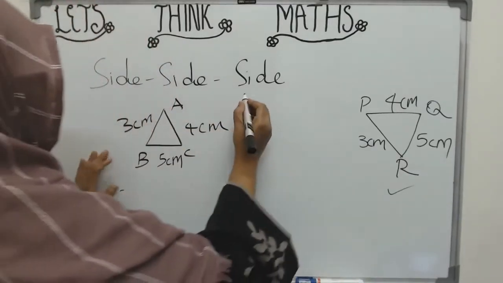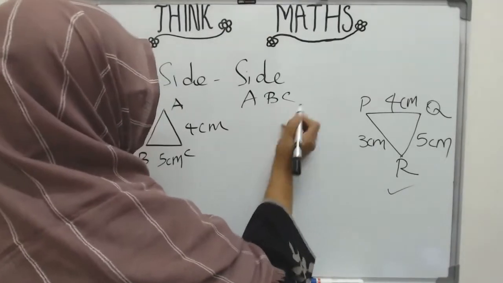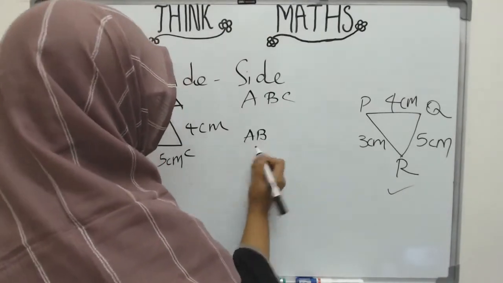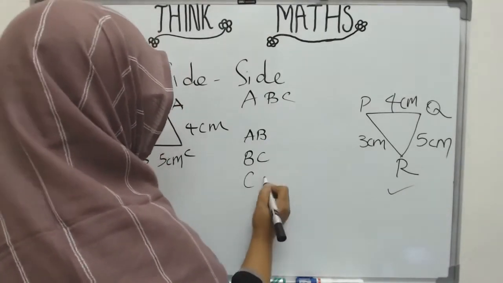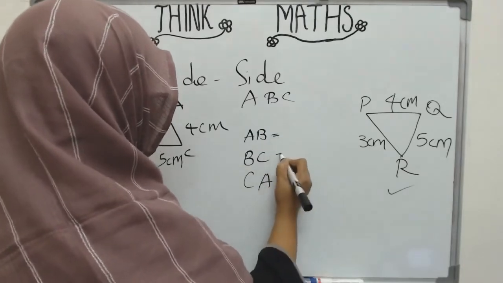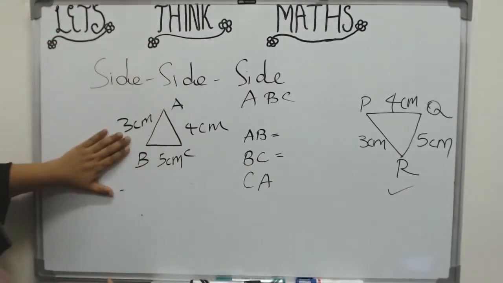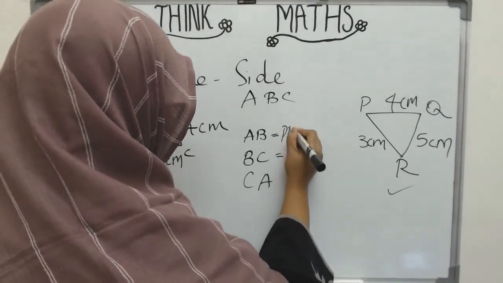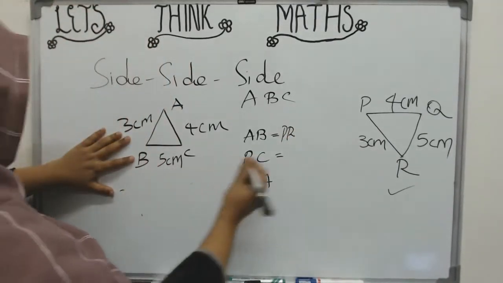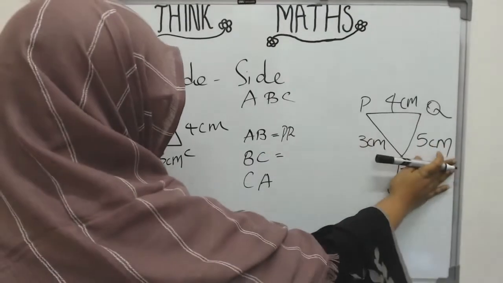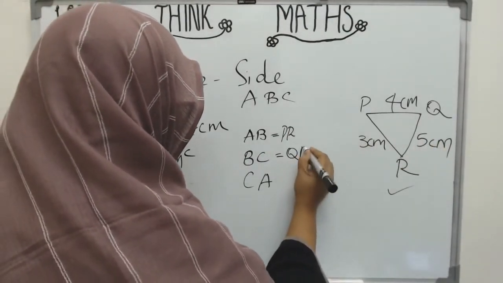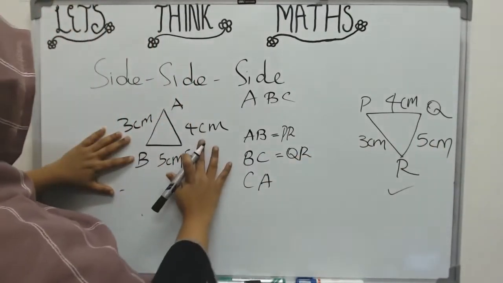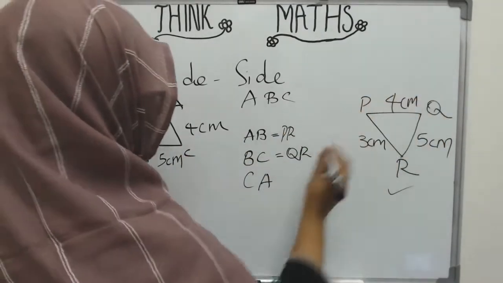As I said, stick to the order. Write AB, then BC, then CA. Now AB is 3 centimeter. Which thing has 3 centimeter here? PR. BC is 5 centimeter. Which has 5 centimeter here? QR. CA is 4 centimeter. That would be PQ.